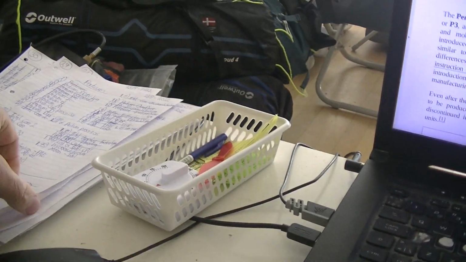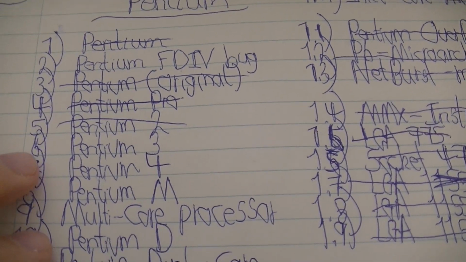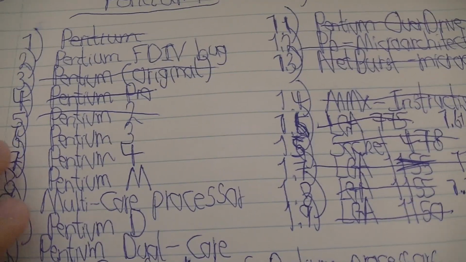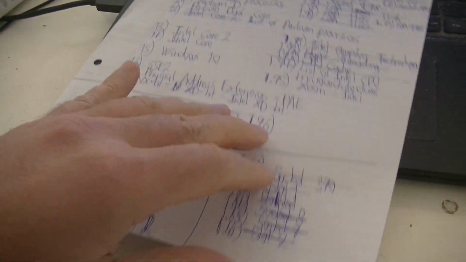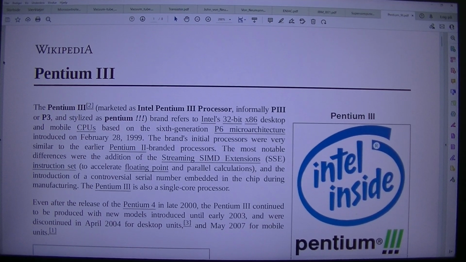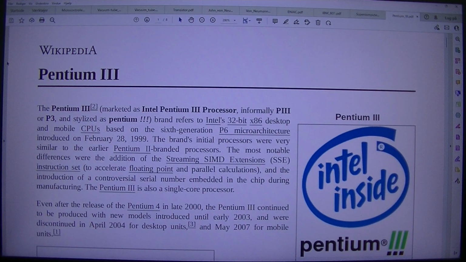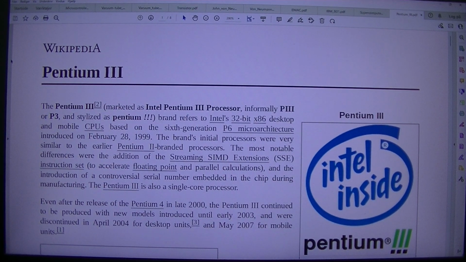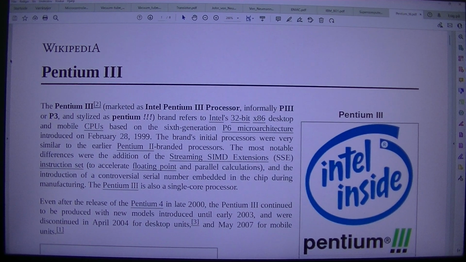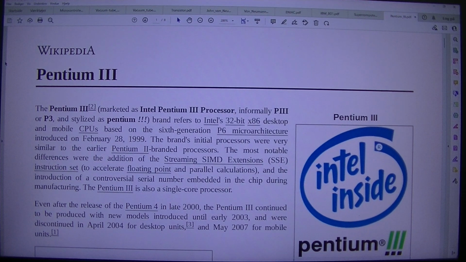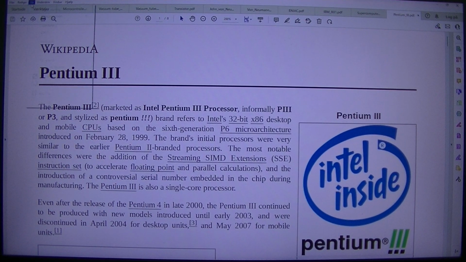Let's continue. Pentium 3 and 4, Pentium M, multi-core processors, Pentium D, Pentium Dual-Core. The camcorder is already low on power because something is wrong with this battery. But this is only 8 pages, so I think we can do this in one video. Let's get started.